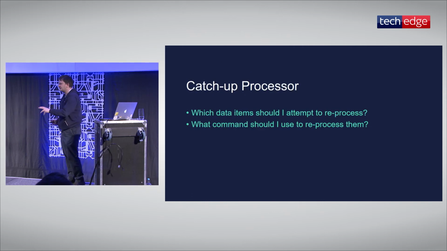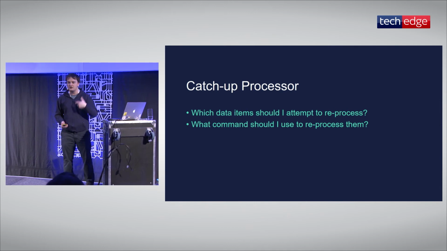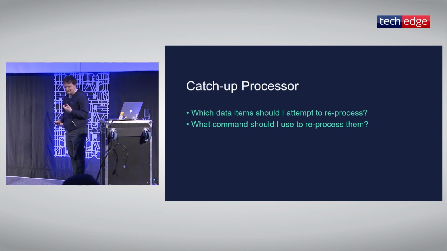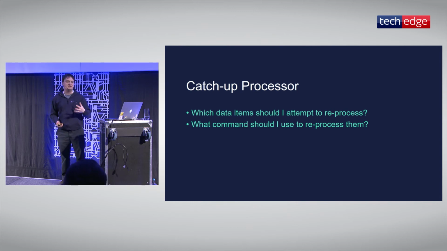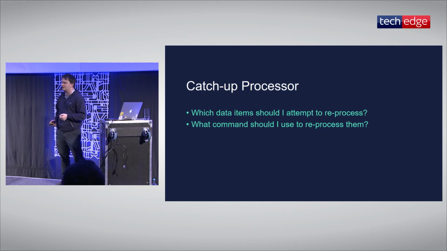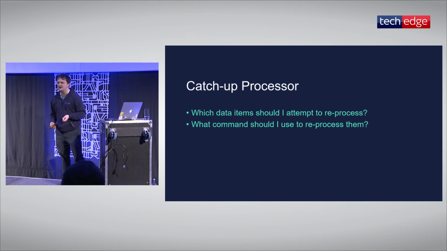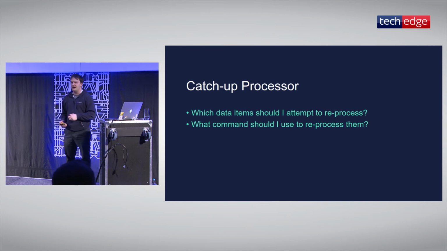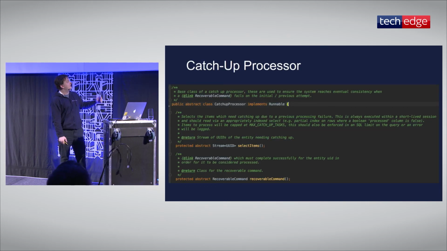Catchup processor. Catchup processor is the second part of this architecture, and it is the thing that does the retry. It says, what data items should I attempt to reprocess, and what command should I use to reprocess them? Every catchup processor links to a recoverable command and uses that command to run things. And what data items should I attempt to reprocess? It basically looks over things that don't have that timestamp, that haven't been recorded as completed. And it runs, say, every 5 minutes or every minute, depending on how quickly you need it, and it will pick up a load of items and then reprocess them. Again, here's the abstract class bit.